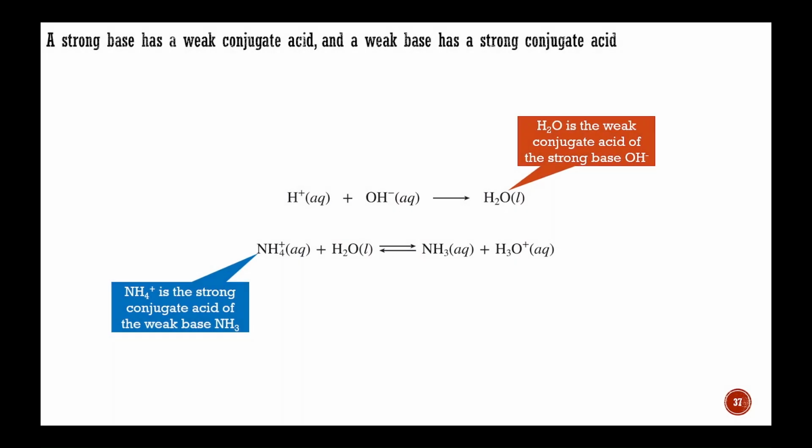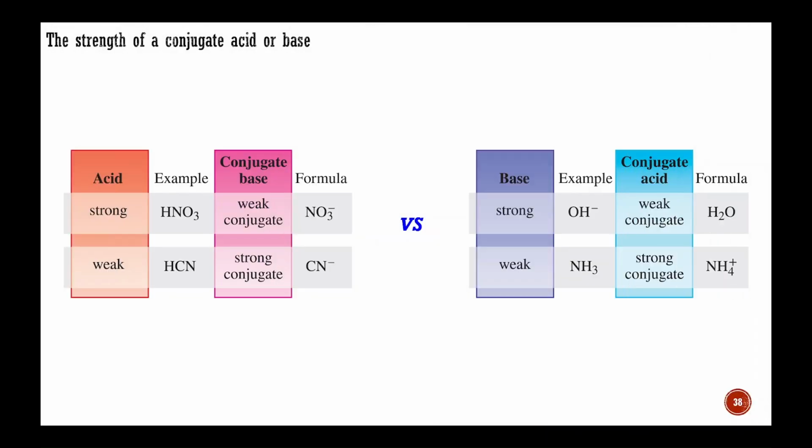Conversely, a strong base has a weak conjugate acid, and a weak base has a strong conjugate acid. For example, water is the weak conjugate acid of the strong base hydroxide ion, while the ammonium ion is the strong conjugate acid of the weak base ammonia. When an ammonium salt dissolves in water, the ammonium ions donate protons to water molecules, at least to some extent. In general, there is a reciprocal relationship between the strength of an acid or base and the strength of its conjugate, which is illustrated in this figure.